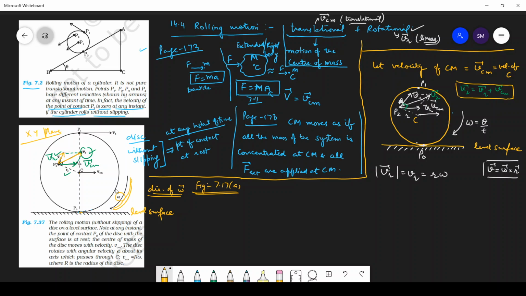So how do we show it? We show it like this. It is into the plane of the paper. That is the direction of angular velocity. This is the direction of the rotation, which is clockwise. If you curl your fingers over here, your thumb will be pointing into the plane of the paper, and that is the direction of the angular velocity.